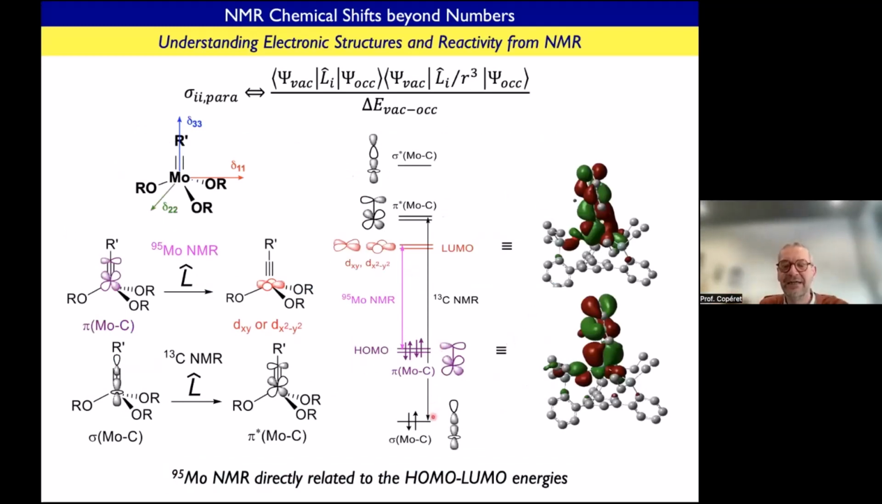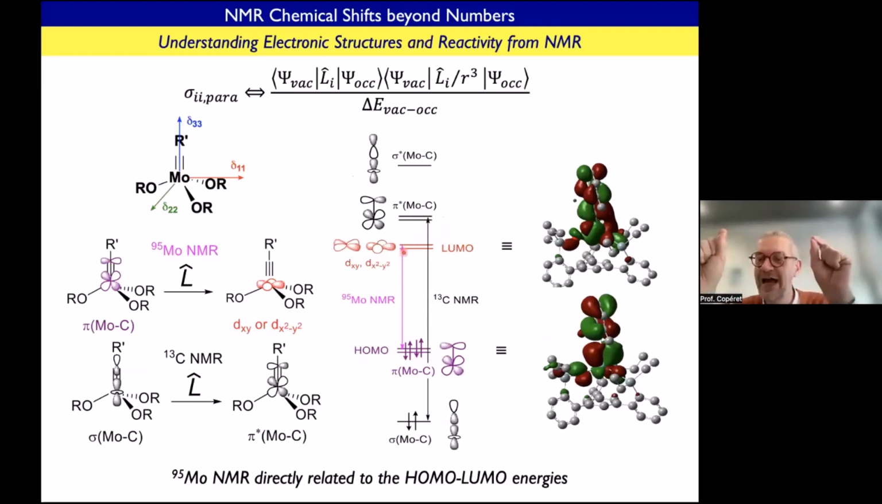Okay, so in fact now I can reconstitute my molecular orbital diagram of my molecule, and you can see that indeed my carbon chemical shift is driven by this sigma pi star interaction, while my chemical shift for molybdenum NMR is driven by a high-lying filled pi with a low-lying sigma star, which is basically my LUMO.